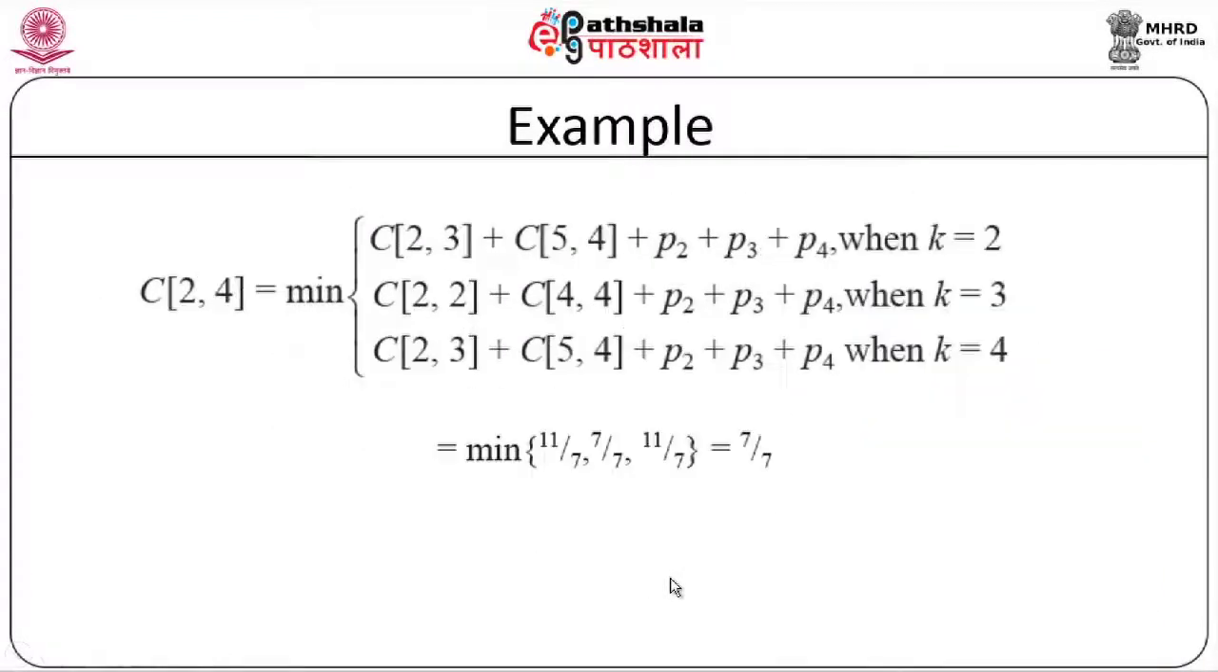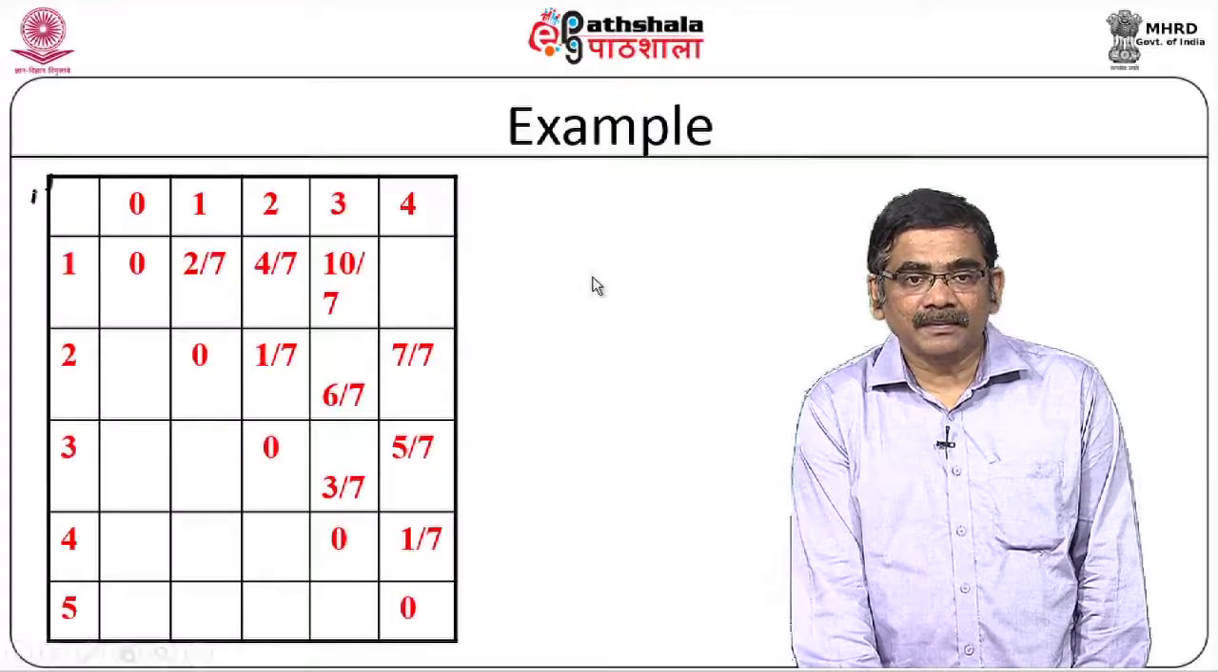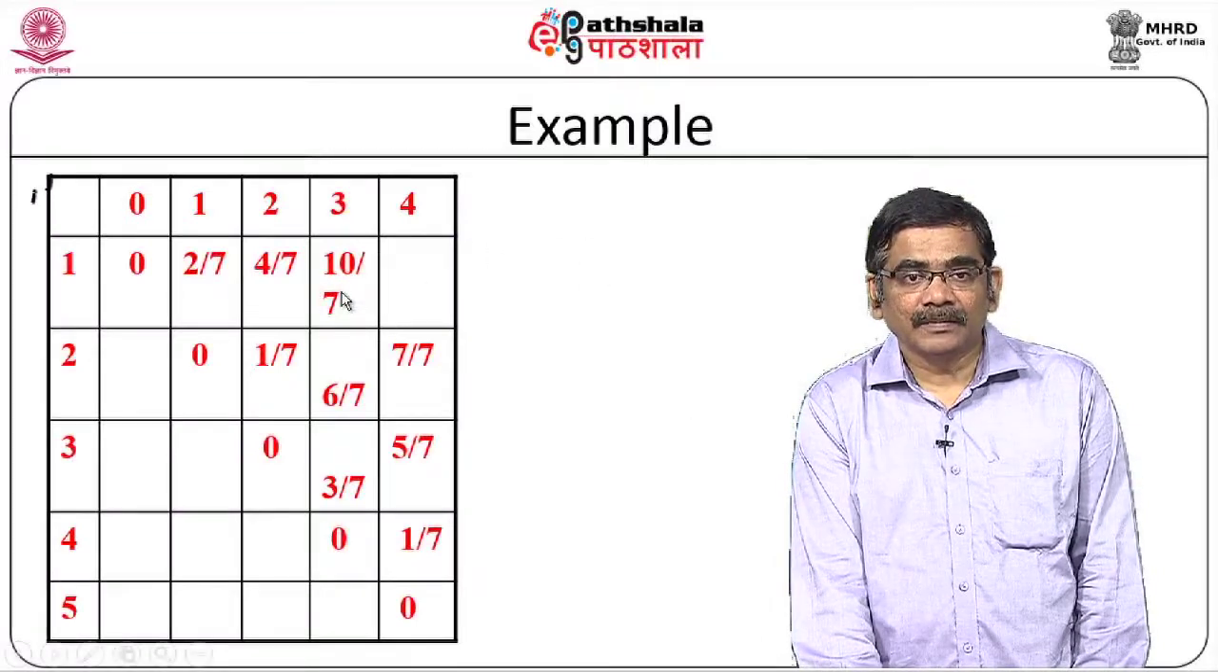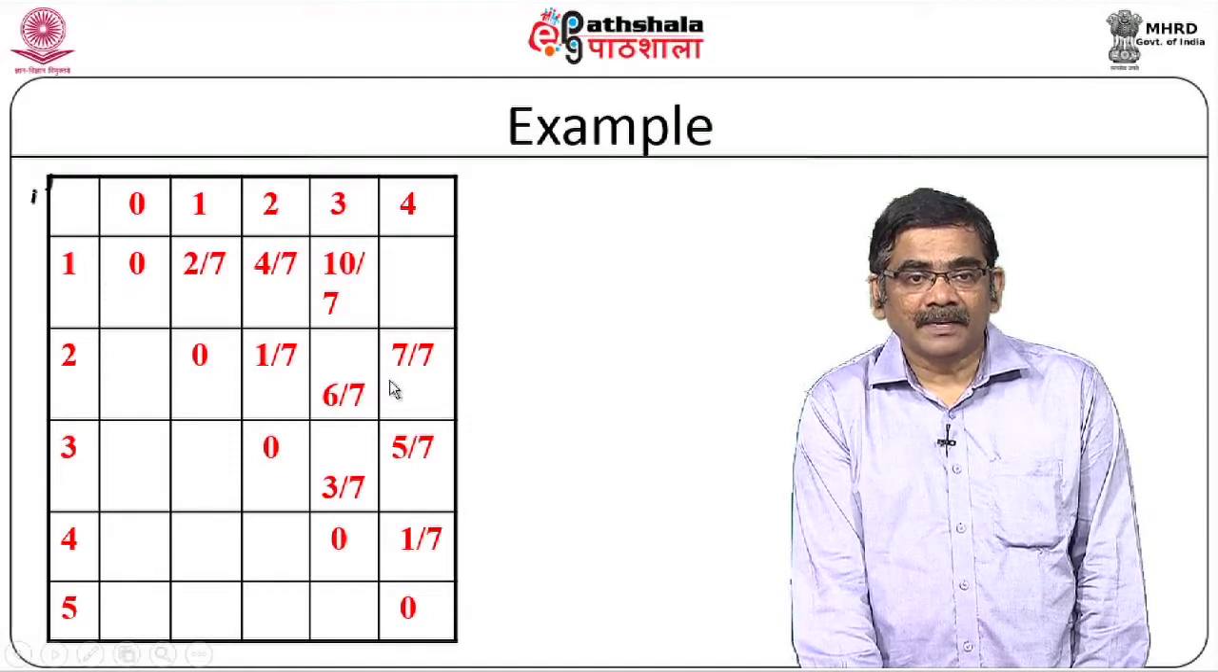Similarly, we can find C of 2 comma 4. That means the problem of finding the BST with elements 2, 3 as well as 4. These are the various possibilities and you can see that it is coming as 7 by 7. So, now we can enter that into this particular table. It is going to be 10 by 7 for between 1, 2, 3 and similarly 7 by 7.